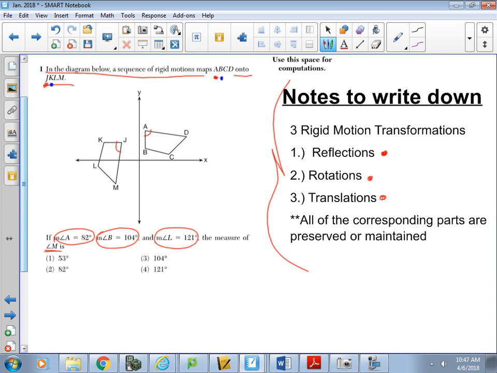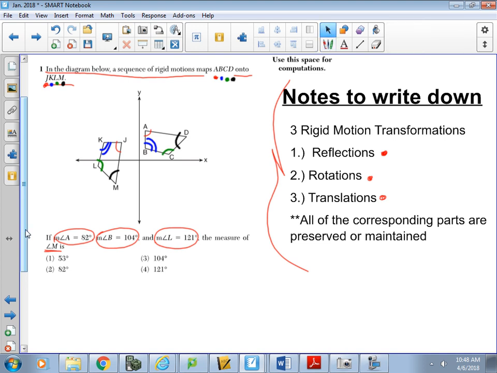So whatever angle B is, then K is going to be the same. And whatever angle C is, then angle L is going to be the same. I'm just going to do it color coded, so I won't do all the different arcs. And whatever angle D is, angle M is going to be the same. D and M. Okay? So we have that, and we have that.